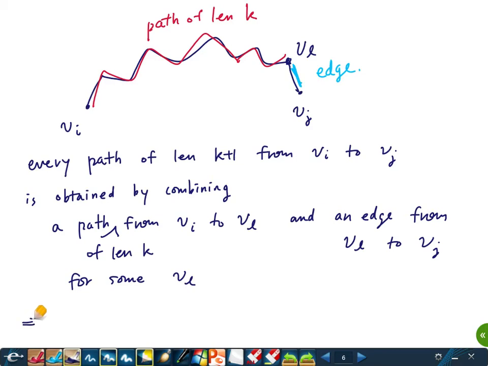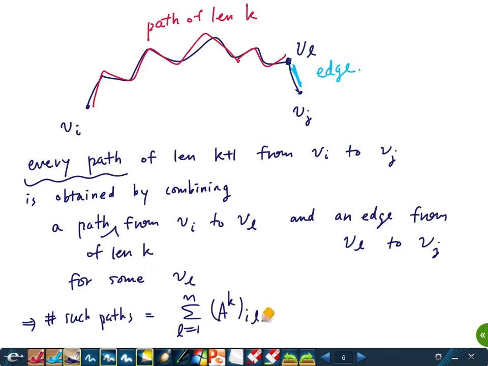That means the number of such paths is the sum over L from 1 to n of this number times this number, but we know that this is A to the k, iL, times A, Lj, which is exactly the ij entry of the k plus first power of A. So this is the proof of the inductive step. So it's done by induction, and that's the end of the proof.